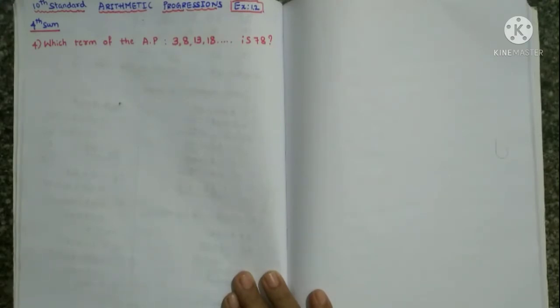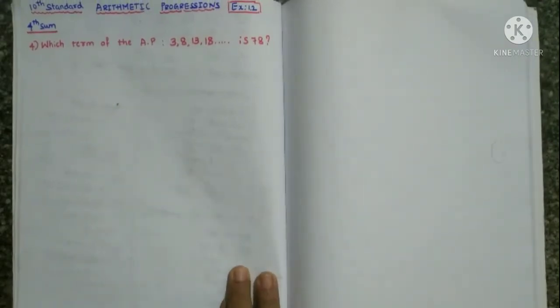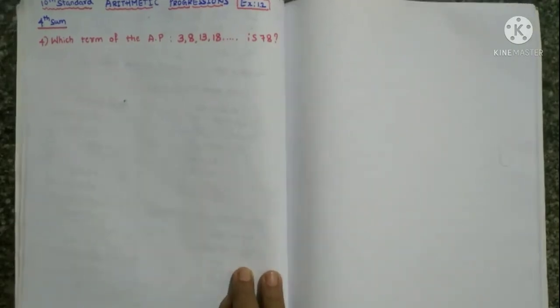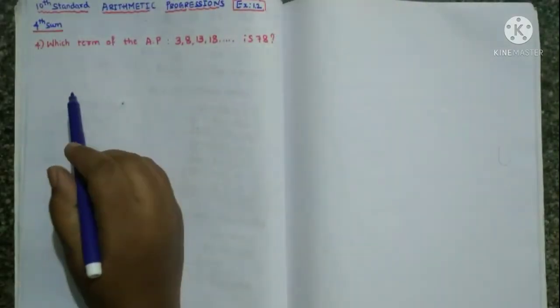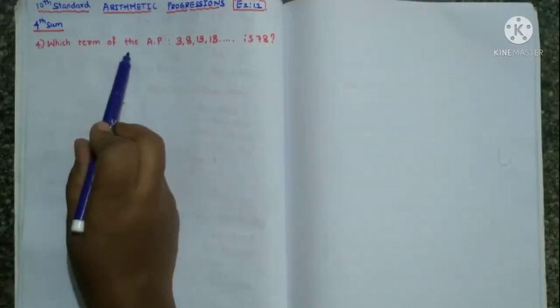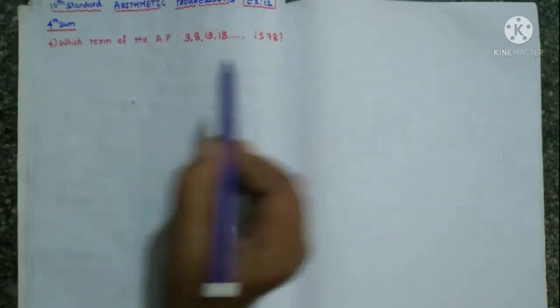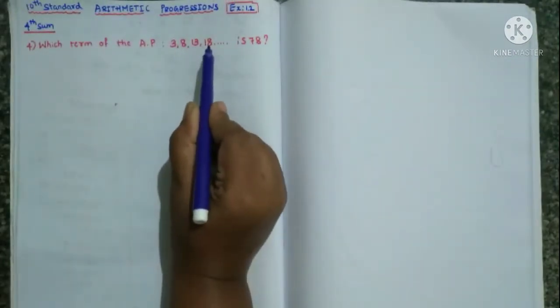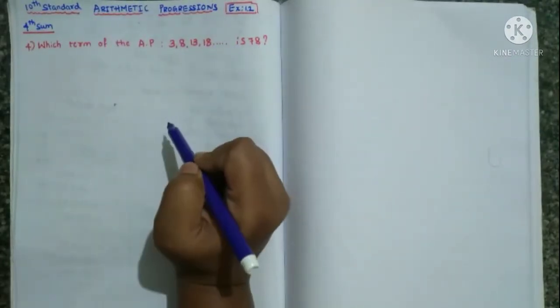Now in this video I'll solve the fourth sum. Okay, the fourth sum, see, this is an important sum. Most of the times they asked for 2 marks. Okay, what they have given in the question we'll see now. Which term of the AP 3, 8, 13, is 78?